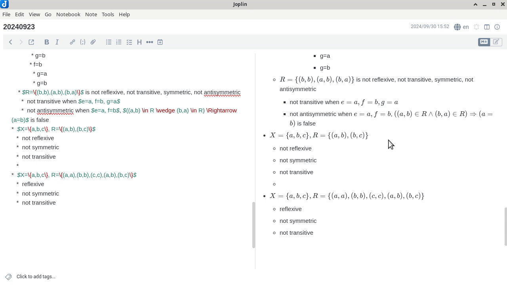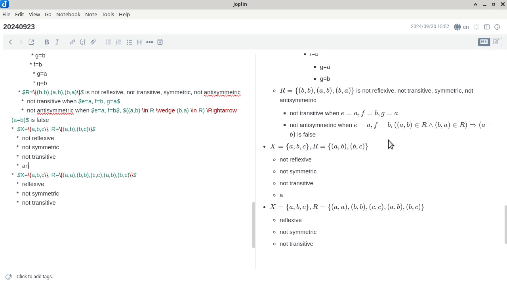It is anti-symmetric. So I'll just write it here, and then we'll try to find out why. This is indeed anti-symmetric. But do we have any questions about why it is anti-symmetric? Yeah. Because we have AB and then BC, right?